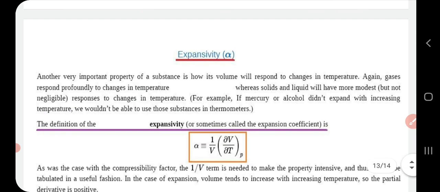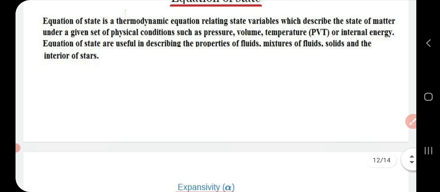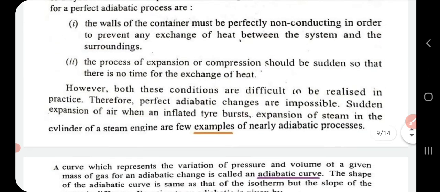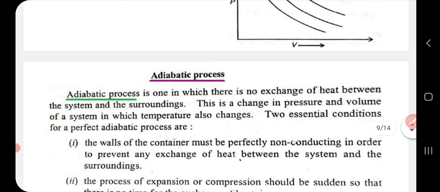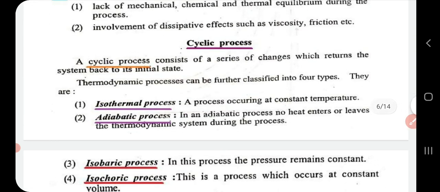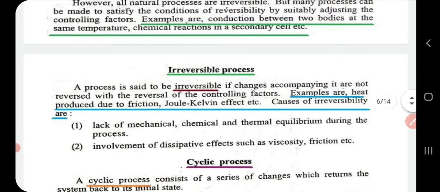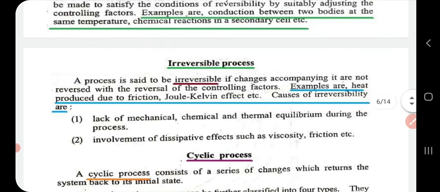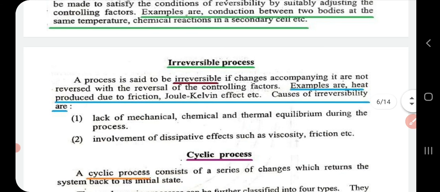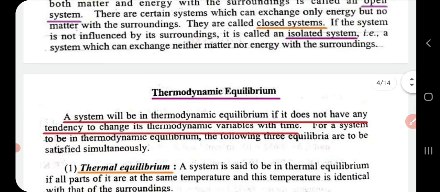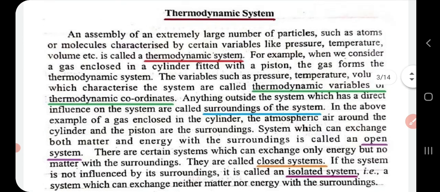Similarly, you have to study expansivity. So that is one possible question: distinguish between expansivity and compressibility. Then state zeroth law of thermodynamics. Then distinguish between isothermal process and adiabatic process. Then describe in detail thermodynamic processes. There you have to define what a thermodynamic process is. Then you have to individually explain isothermal, adiabatic, isobaric, isochoric, reversible and irreversible processes. Then the definition of thermodynamic equilibrium.